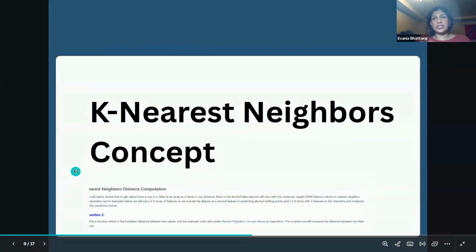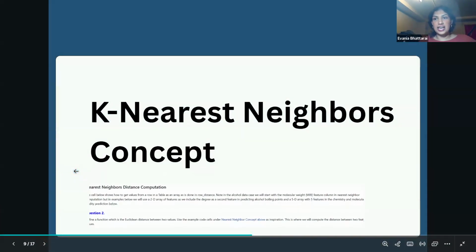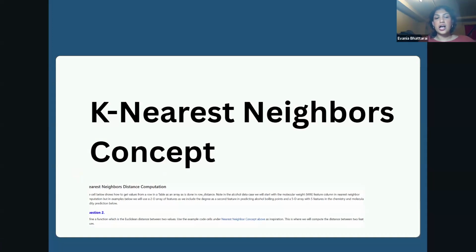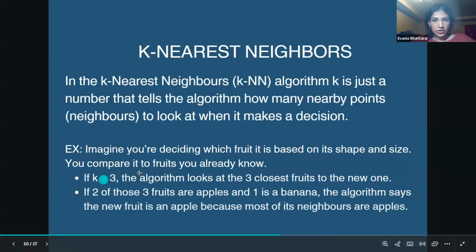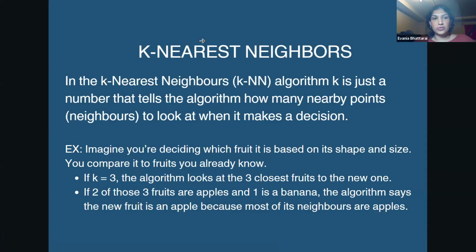So the next concept we're going to be covering is the k nearest neighbors concept. This is aligned with question 2. So here, for the k nearest neighbors algorithm, k is a number that tells the algorithm how many nearby points, aka neighbors, to look at when making a decision.